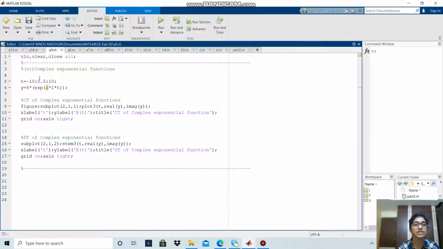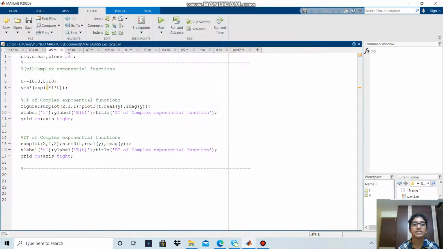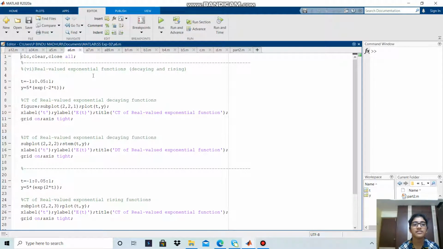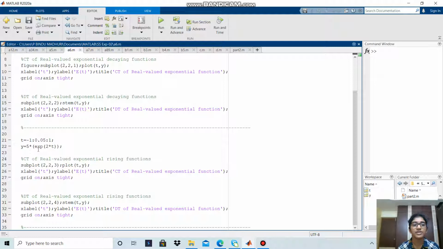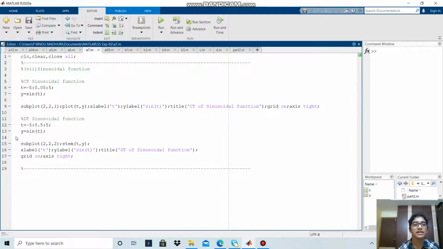The next one is the complex exponential. I took y equal to 5 e power it, which is a complex exponential function. When we run it, we get these graphs. The next one is a real valued exponential function. Here I took y equal to 5 e power -2t for decaying and y equal to 5 e power 2t for the rising function. We get this is decaying and this is rising. Next is the sinusoidal function, y equal to sin t. I took the interval -5 to 5, and this is the continuous time version, and this is for discrete, for which I took the stem function. Then we get it like this.